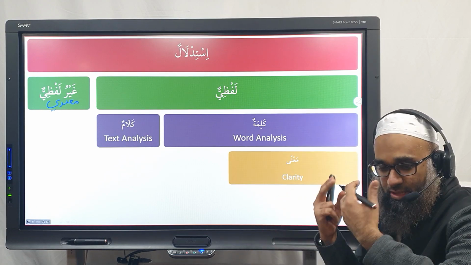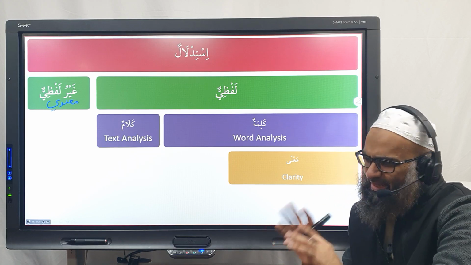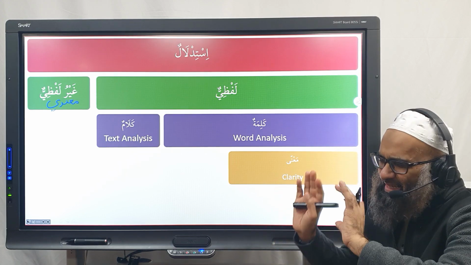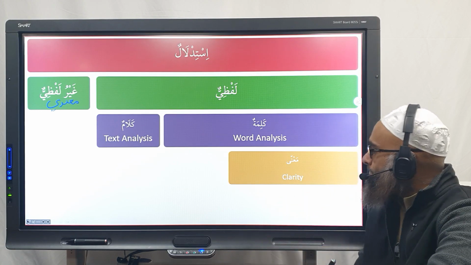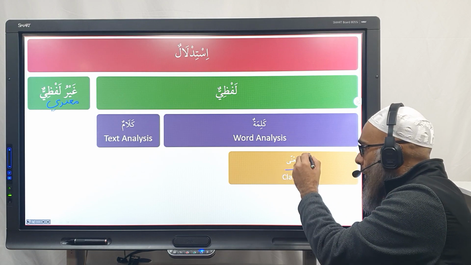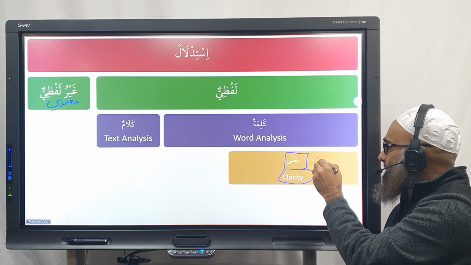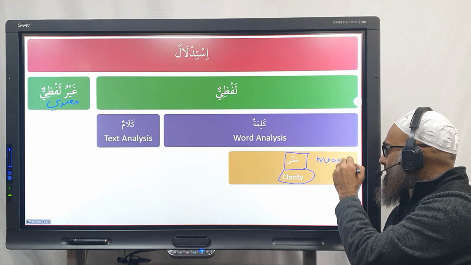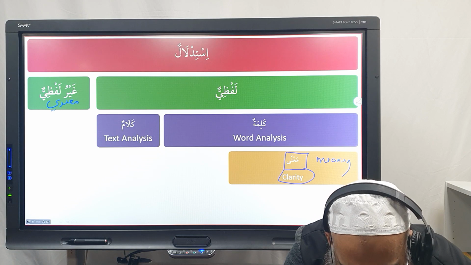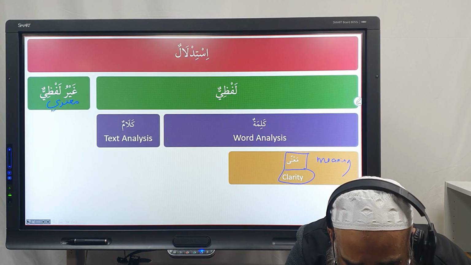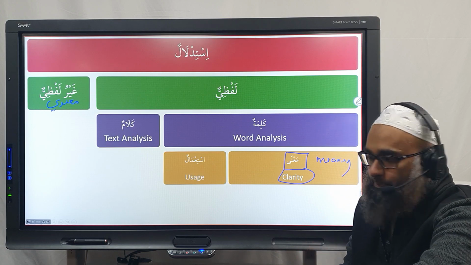When we analyze the word individually, we want to look at two aspects. Again, it's not how all the other books are structured, but I'm trying to make a simple baby introductory book so you get a footing in this science. We're going to analyze the meaning of the word. What does the word mean, and how clear is that meaning? Ma'na means meaning, but we're going to translate it here as clarity, word clarity. So how clear is the word? You following? And the second aspect is the usage.